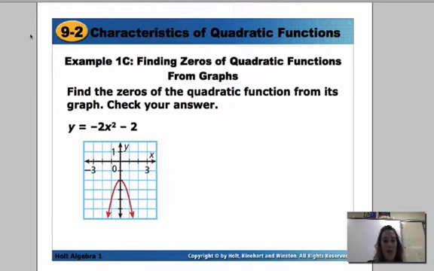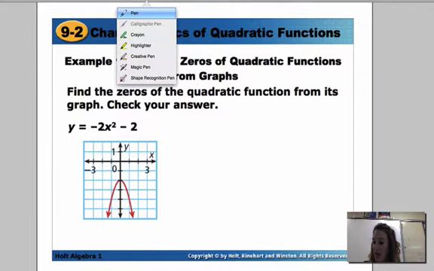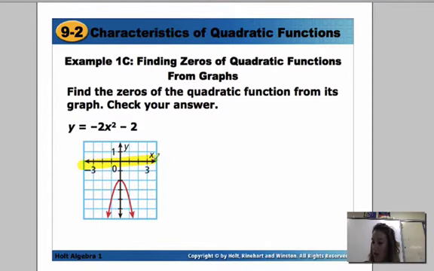Okay, how about this one? Now looking at this one, it does not cross the x-axis at all. It does not cross that line. Therefore, there are no zeros of this function. There are no zeros.